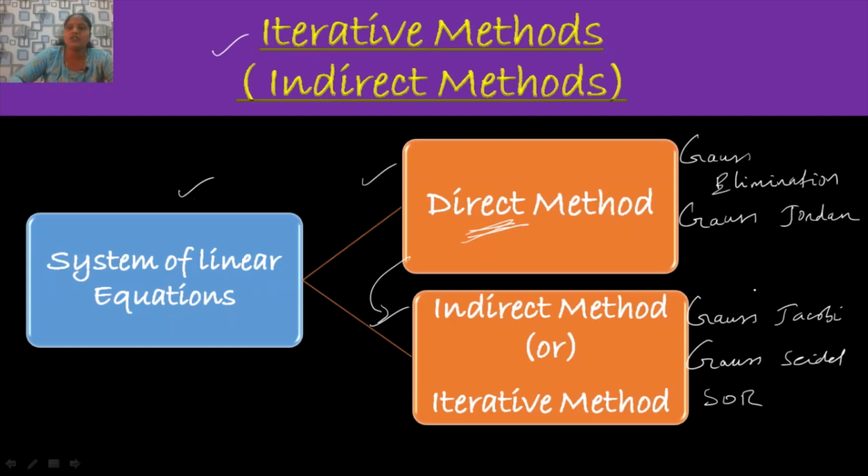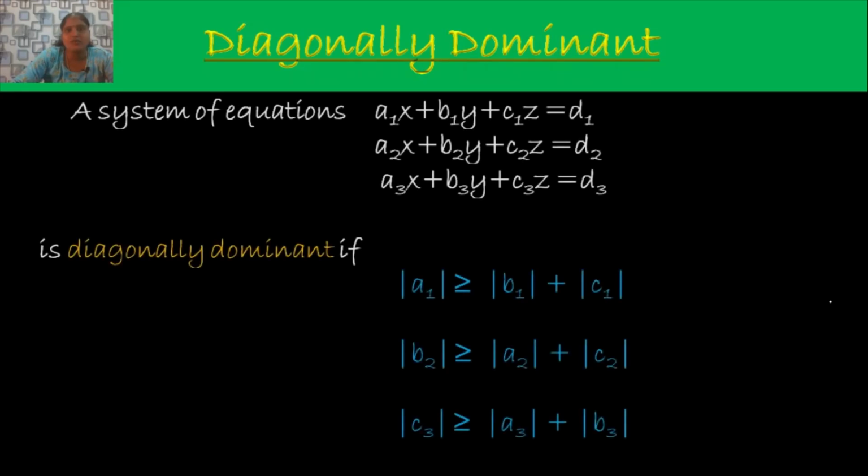Now in this video, let me see how to calculate the solution for a given system of equations using the Gauss-Jacobi method. Before we move on to an example, let me have a short look at the diagonally dominant property of a system of equations. Here I take 3 equations in 3 variables: a1x plus b1y plus c1z is equal to d1, a2x plus b2y plus c2z is equal to d2, and a3x plus b3y plus c3z is equal to d3.